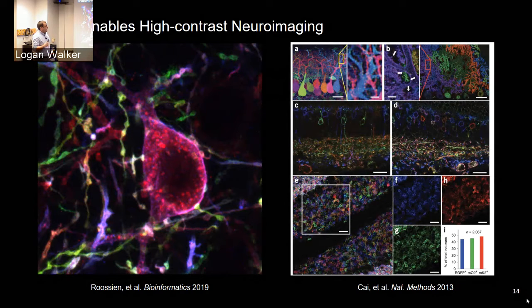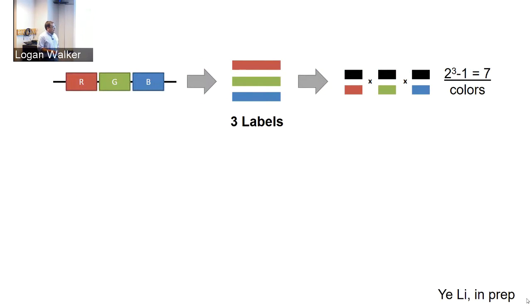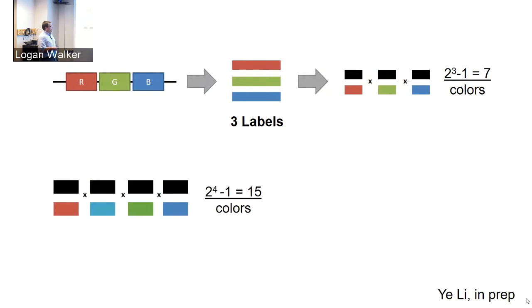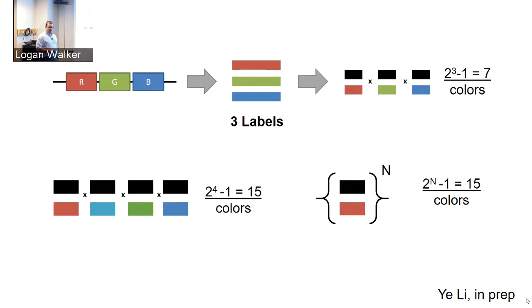And so this is what Dahlin did during his postdoc, optimizing these technologies, and it allows us to do this neuroimaging at a much higher contrast and much higher density than traditional labeling. Additionally, I'll note that Yale Lee, a graduate student who just defended, so he's no longer a graduate student, worked on increasing this cassette capacity. So now you can have 4 different colors, or any number of colors, as you will.